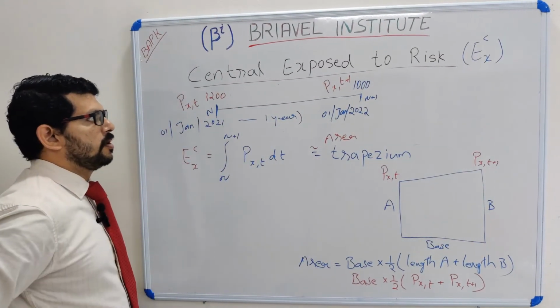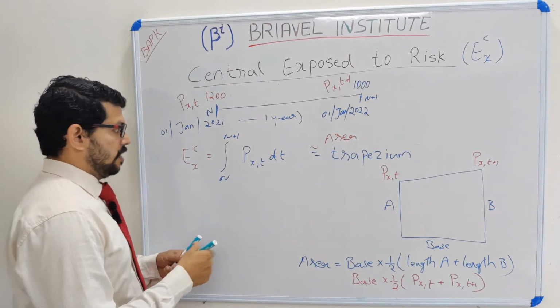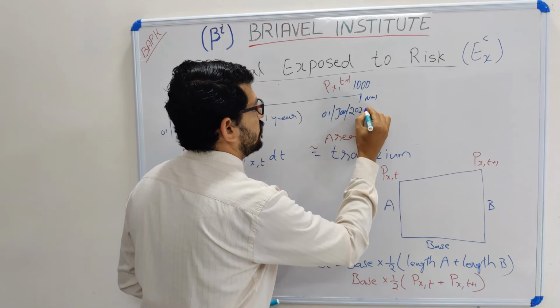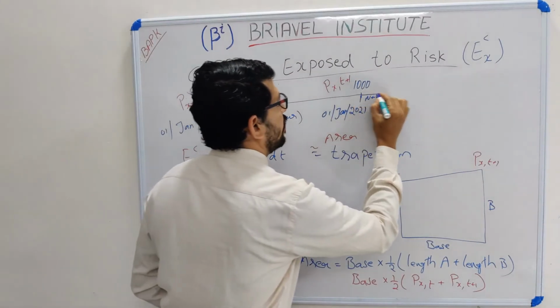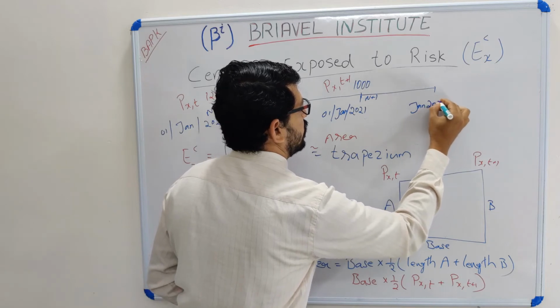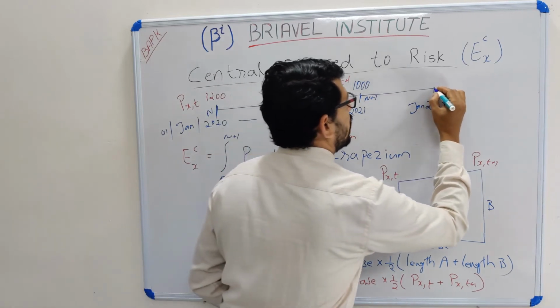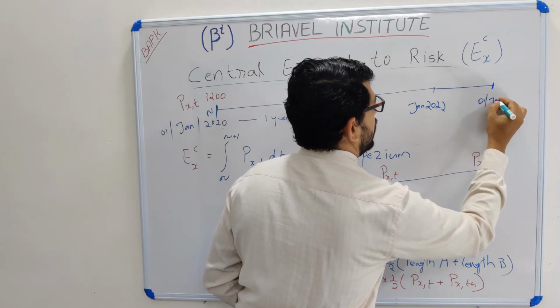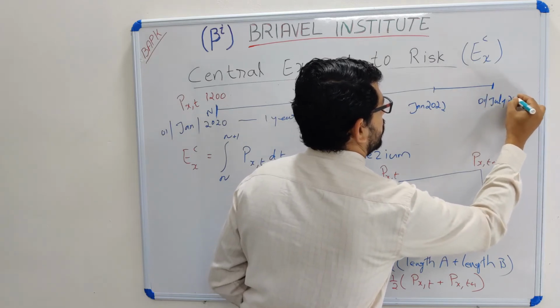In this same problem, we are taking this year as 2000 and this year as 2021. Again one more year, this is January 2022, and another 6 months of time. This is 1 July 2022.